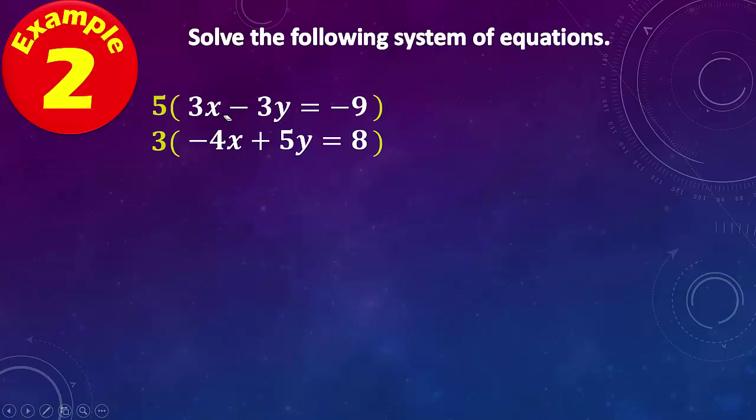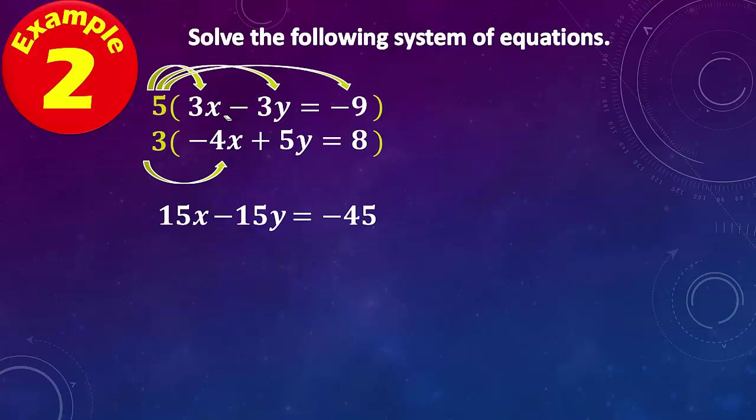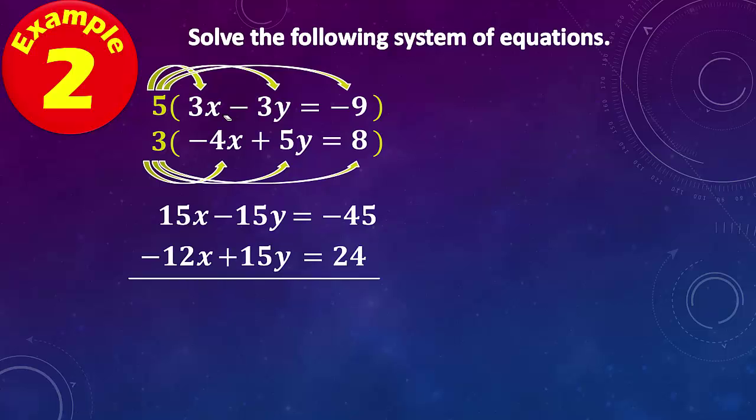I don't have to right now, so I'll just go ahead and multiply everything, not just the left side, but everything by 5. 5 times 3x is 15x, minus 15y equals negative 45. Do the same thing with the other one. 3 times negative 4x is negative 12x, 3 times 5y is positive 15y, 3 times 8 is 24. Now again, just go ahead and make your columns. It'll make it a little bit easier.